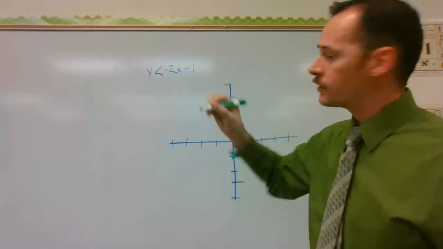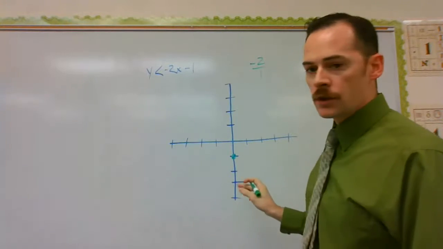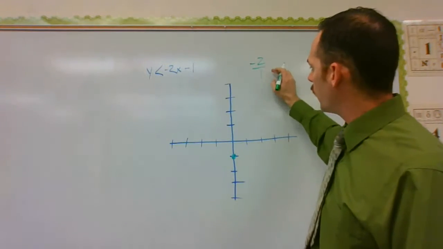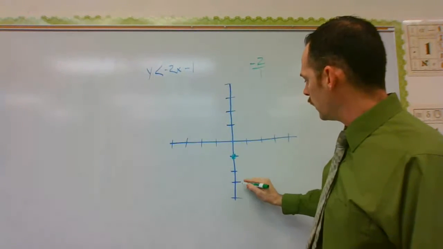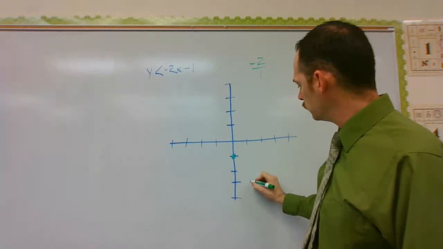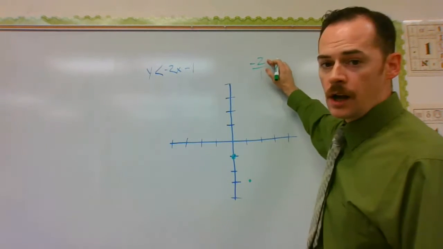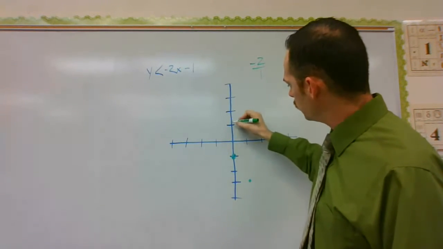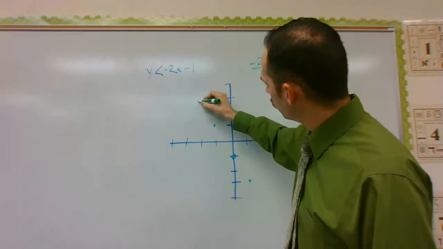Another way of writing this slope would be negative 2 over 1. So in other words, because it's rise over run, for every 2 that it goes down, we're going to go over 1. Same way, for every 2 we go up, we're going to go to the left 1. So up 2 over 1.